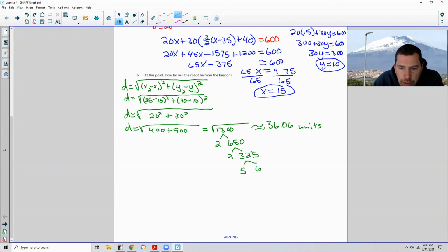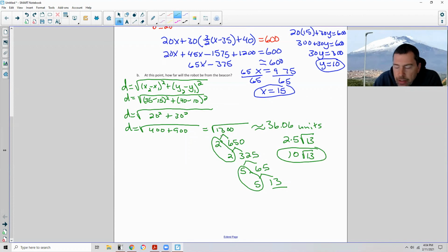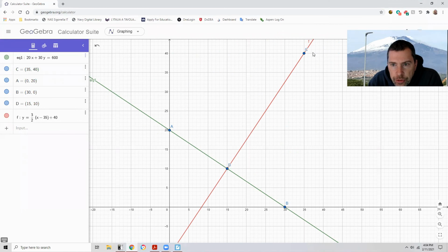6 times 5 is 30. 5 goes into 25 5 times. I will factor out another 5. 5 goes into 6 once. 5 goes into 15 3 times. So I have a pair of 2s, I have a pair of 5s, I have a 13. So that is 2 times 5 square root 13, or 10 square root 13. This is the simplified radical of 1300. So 10 square root 13 is approximately 36.06 units. So if I look at my graph, the distance from here to there is that 36.